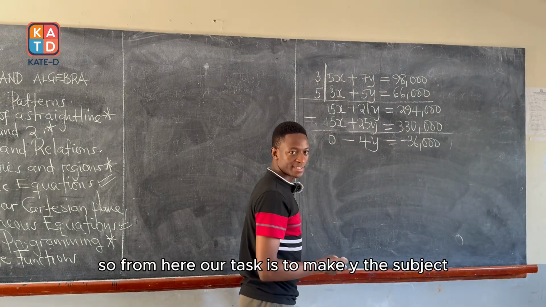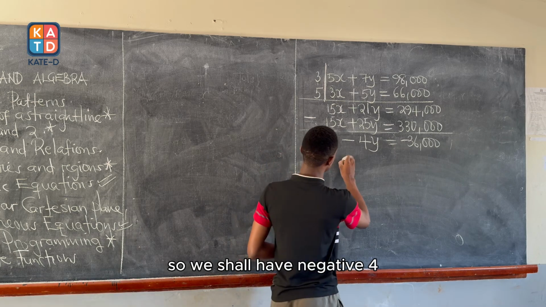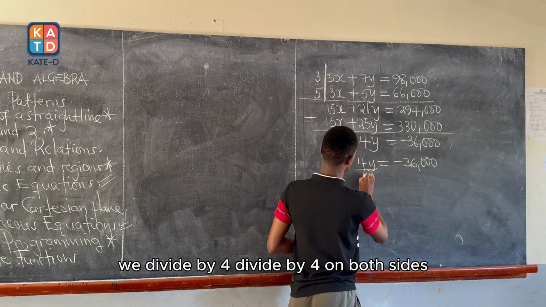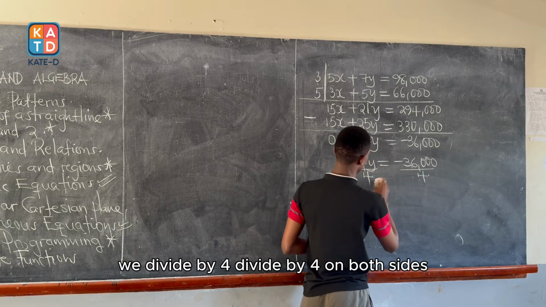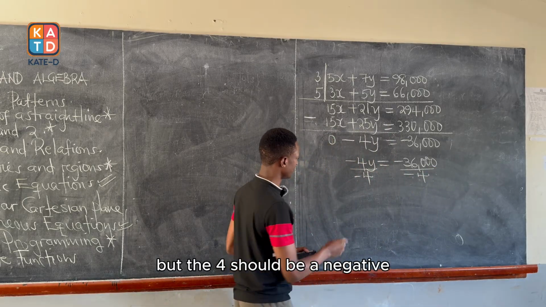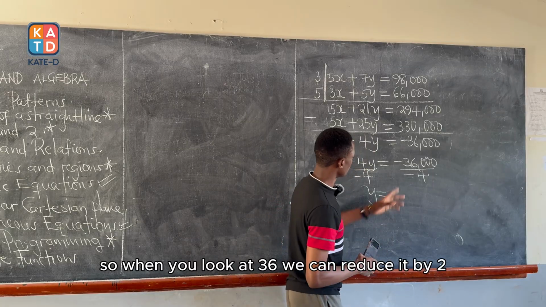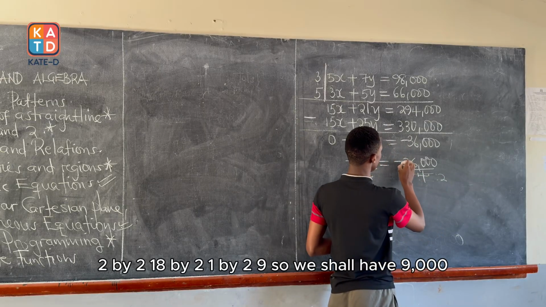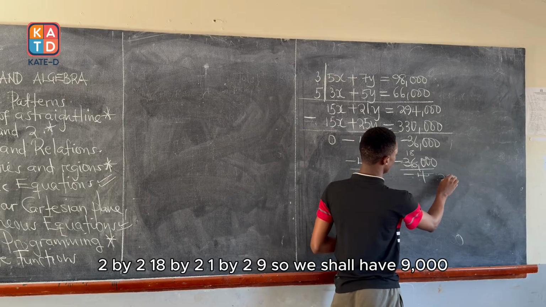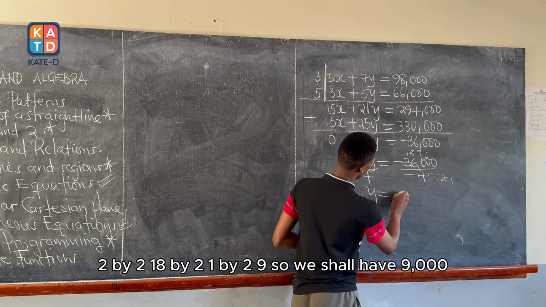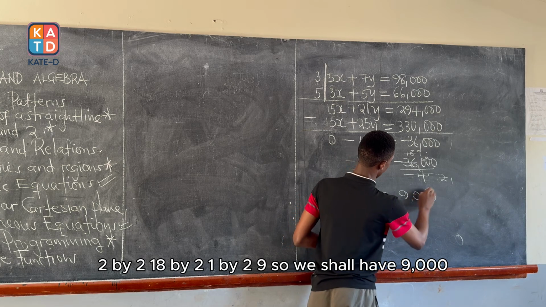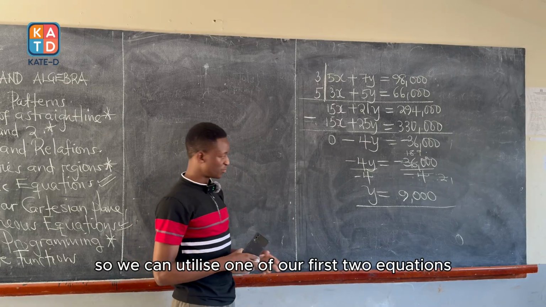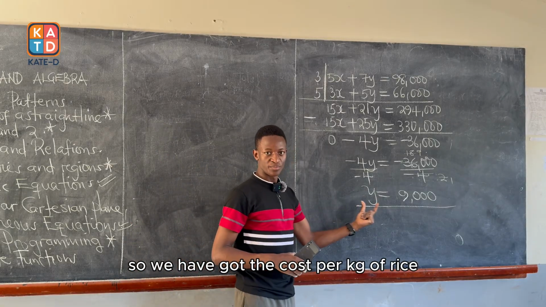So from here, our task is to make y the subject. So we shall have negative 4y is equal to negative 36,000. We divide by 4 on both sides. But the 4 should be a negative. So we have y is equal to, so when you look at 36, we can reduce it by 2, 2, by 2, 18, by 2, 1, by 2, 9. So we shall have 9,000. So we have got that. So we have got the cost per kg of rice.